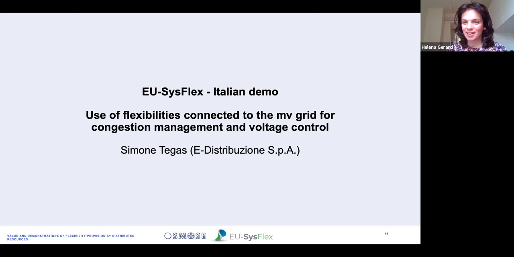And we can move to Italy to one of the EU-SysFlex demos, the Italian demo, where Simone Tegas from E-Distribuzione will give us some insights on their demo. So, Simone, the floor is yours. Thanks, Elena, for the floor.